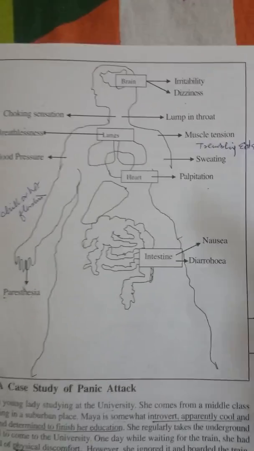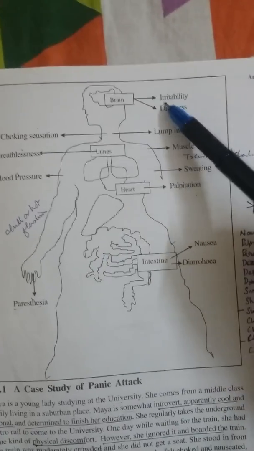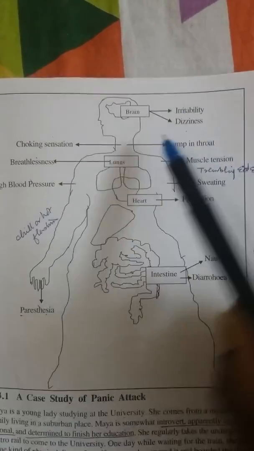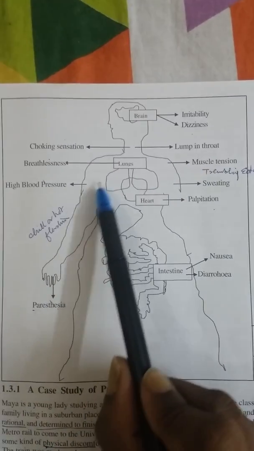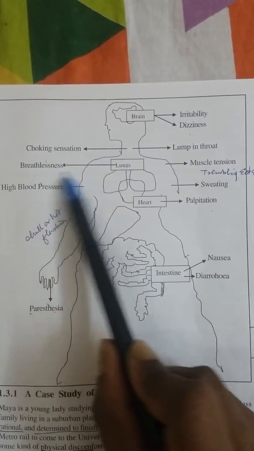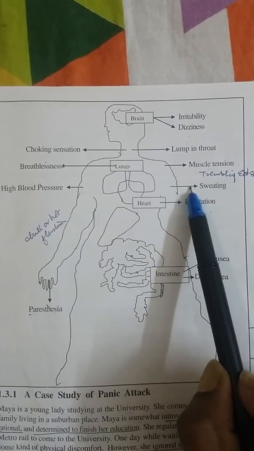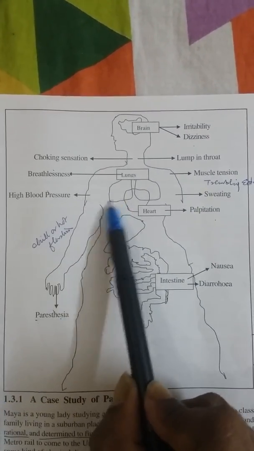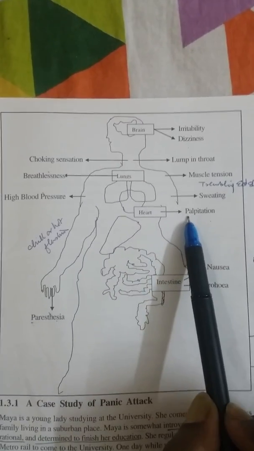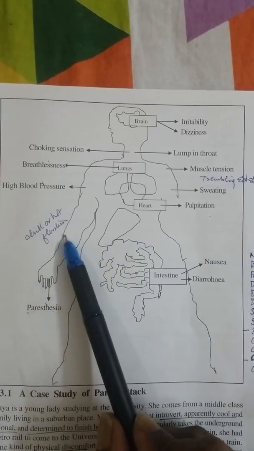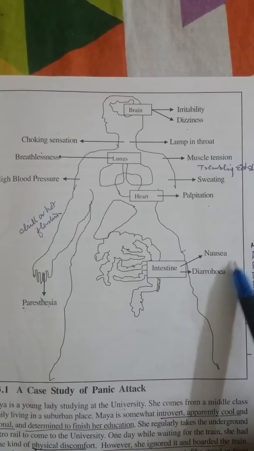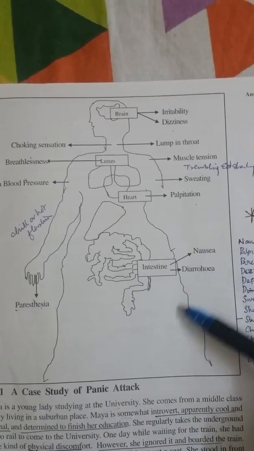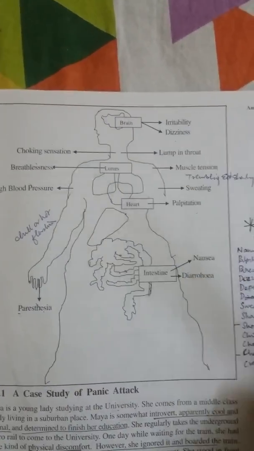Then they are given this picture of what happens to our body. In the brain, there is irritability and dizziness. In the throat, there is a feeling of choking, as if there is a lump in the throat. In the lungs, there is breathlessness, muscle tension, sweating, high blood pressure, heart palpitation, chills and hot flashes, and paresthesias. In the intestine, they feel nauseated, like vomiting, and have diarrhea. So you can write all those things here.